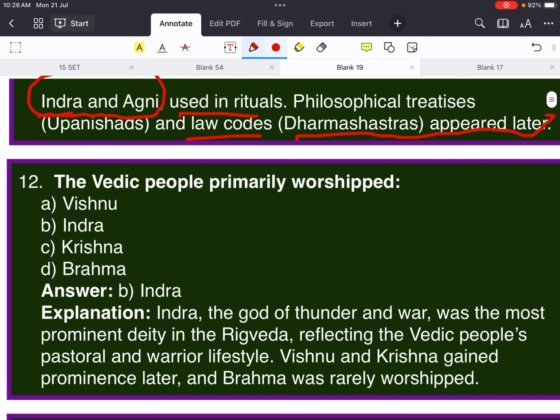The Vedic period. In the Vedic period, people primarily worshipped Indra. Option B.